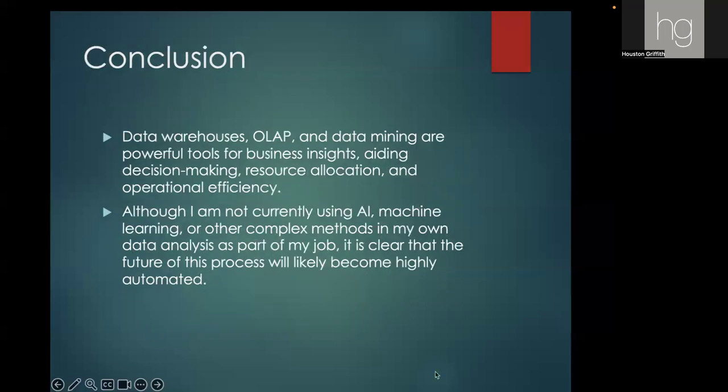In conclusion, data warehouses, OLAP, and data mining are powerful tools for business insights, aiding decision-making for resource allocation and operational efficiency. Although I am not currently using AI, machine learning, or other complex methods in my own data analysis as part of my job, it is clear that at this point, the future of this type of process will likely become highly automated through the use of AI and machine learning.